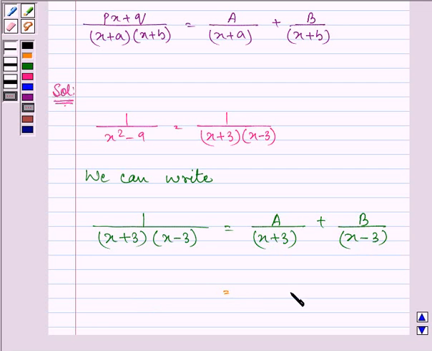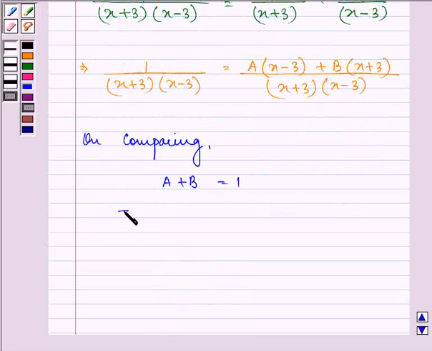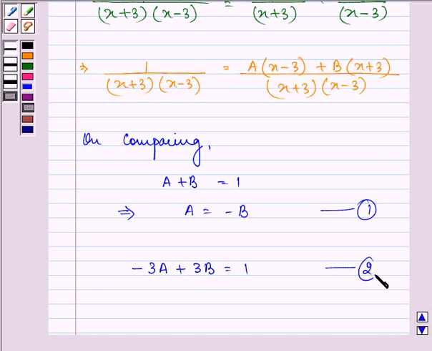Now taking LCM on both the sides, we have 1 upon x plus 3 into x minus 3 equal to a into x minus 3 plus b into x plus 3 divided by x plus 3 into x minus 3. Now on comparing the coefficients of x and then the constants, we have the two equations as a plus b equal to 0, which gives us the value of a as minus b. Let this be the first equation, and then by comparing the constants, we have minus 3a plus 3b equal to 1. Let this be the second equation.